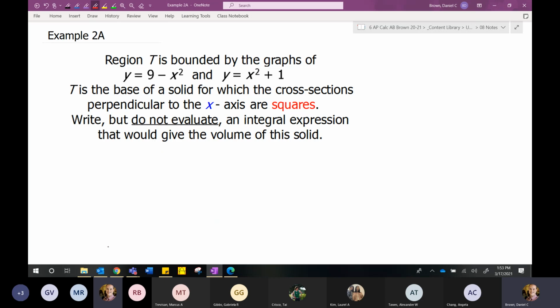How we often see these questions on the AP exam or even like my quiz or my test, maybe the top of the page will have one graph and part A will be like find the area, then part B will maybe be like, hey, now look at this region, but we have a volume by cross section problem. So you often will have to be able to use some of the work you've already done to find area to do these problems.